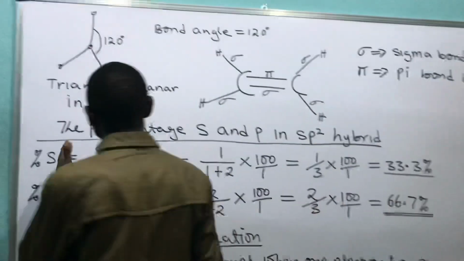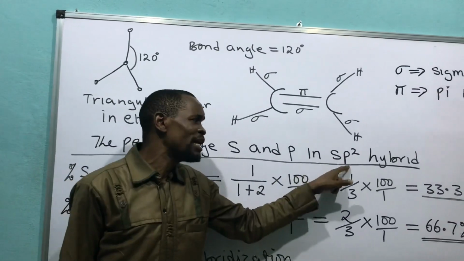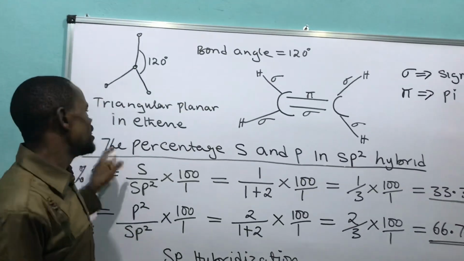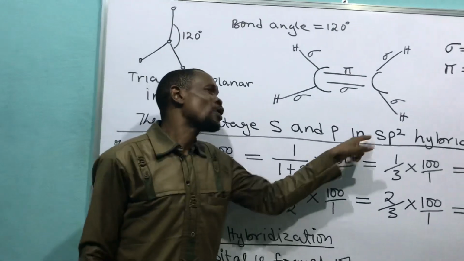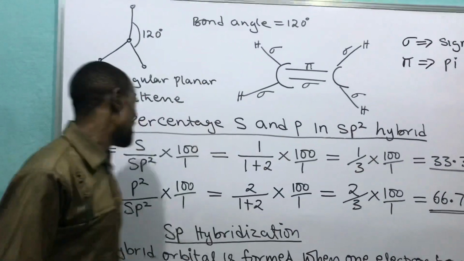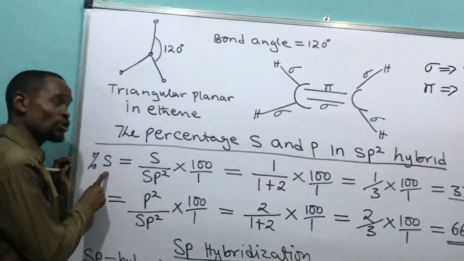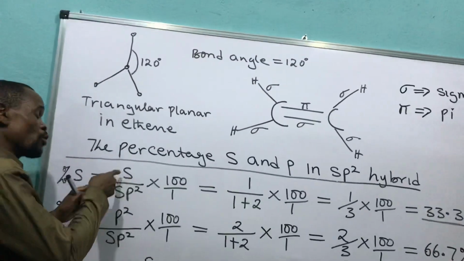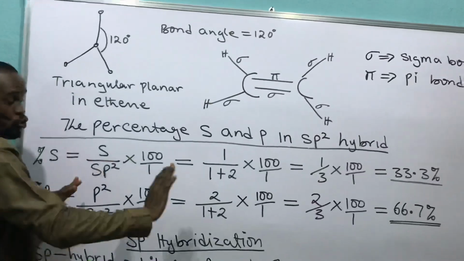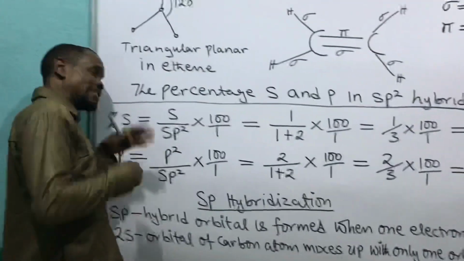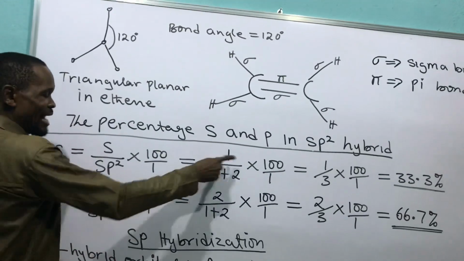Then I come to the percentage of s and p in sp2 hybrid. We said the percentage of s and p in an sp2 hybrid. The percentage of s orbital is s over total. What is the total? sp2 is the total. Then s, we are looking at s inside sp2, which is the total. Then times 100 over 1. And the s is 1.